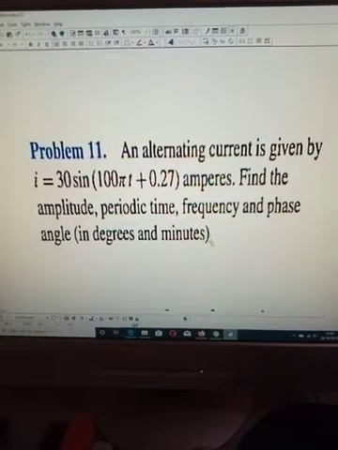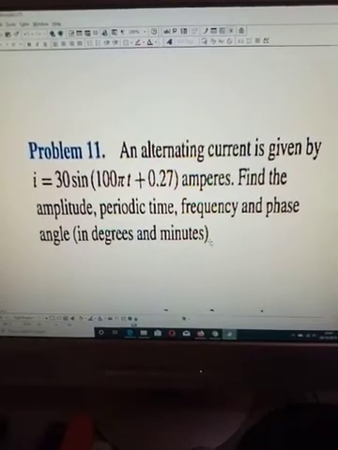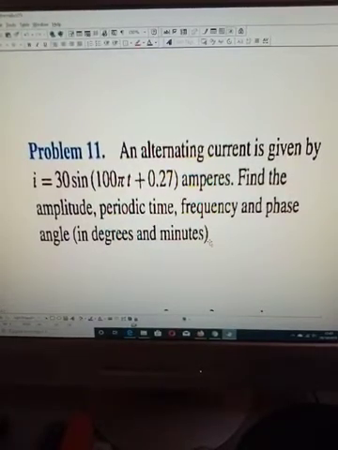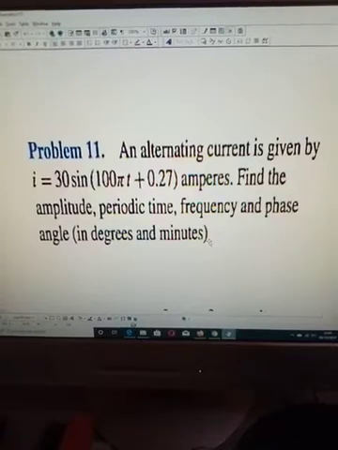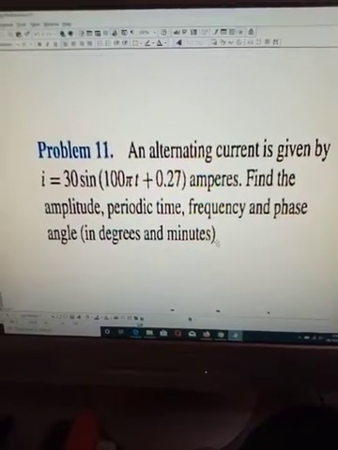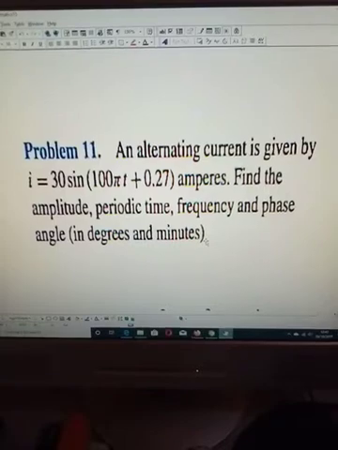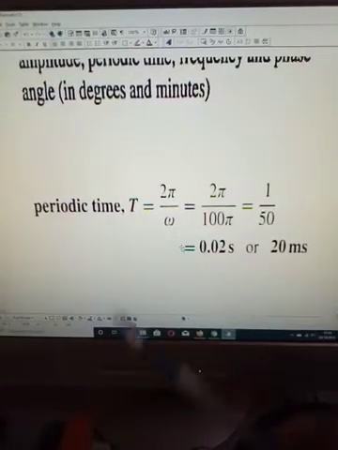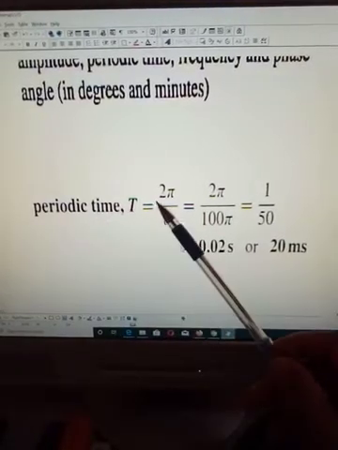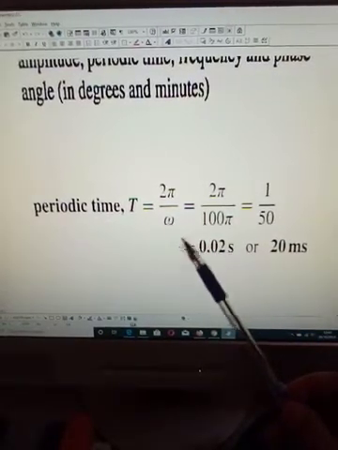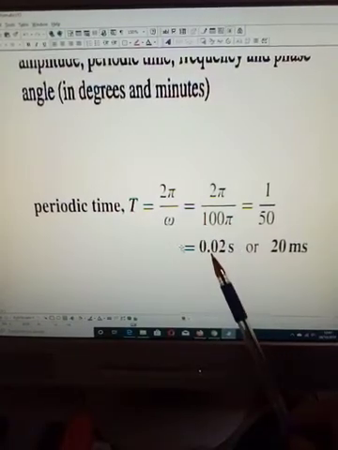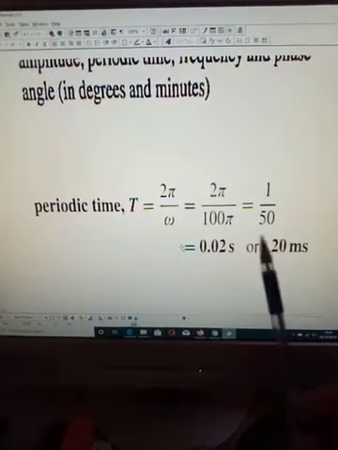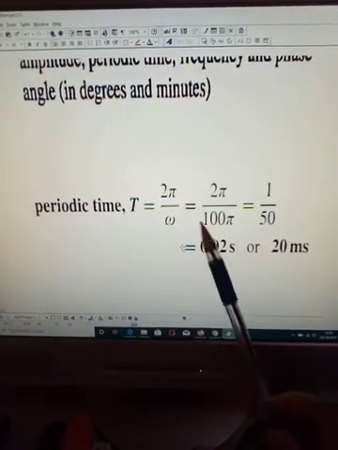Problem 11. An alternating current is given by i equals 30 sine (100 pi t plus 0.27) amperes. Find the amplitude, periodic time, frequency and phase angle in degrees and minutes. Now here I've done the simple calculation. You will need to apply this for yourselves and ensure that the evaluation comes out to 0.02 seconds or 20 milliseconds. I know this is correct. I've done it myself, so it should come out correct.